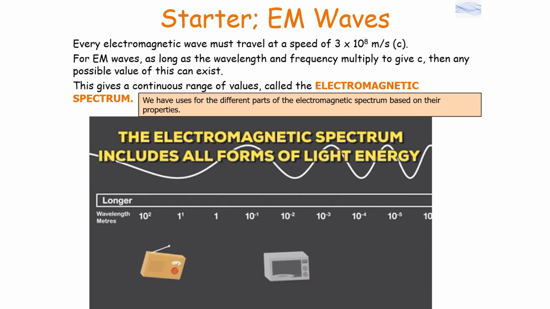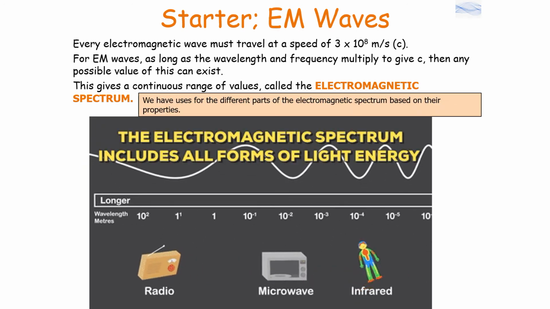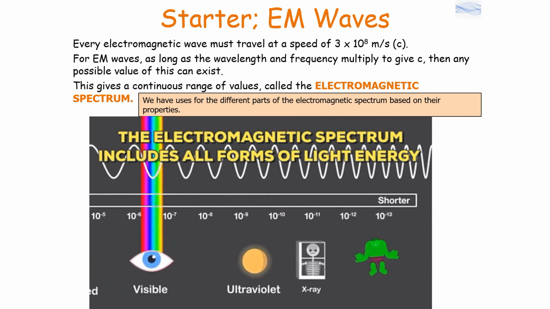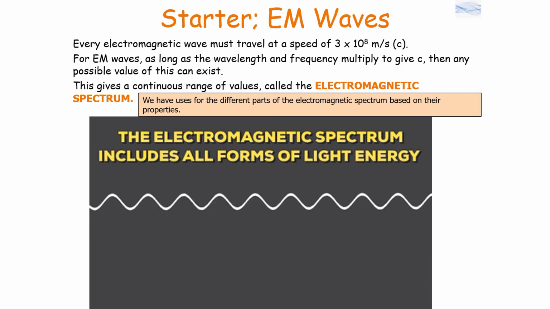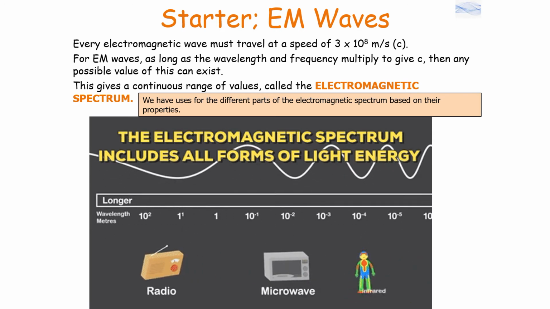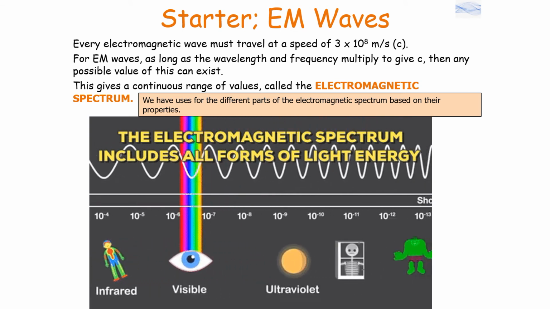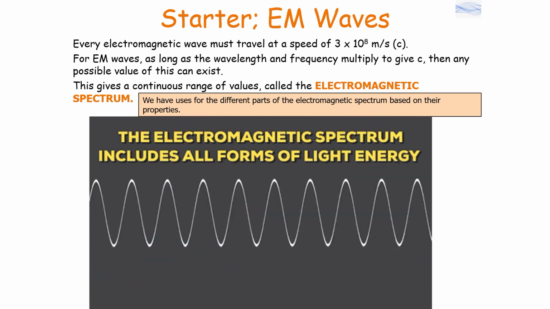Now, again, here's another example of this. So you have your radio wave, then your microwave, then your infrared, then your visible, then your ultraviolet, then your X-ray, and then your gamma ray. And it's going from a long wavelength, low frequency, down to a high frequency, short wavelength.